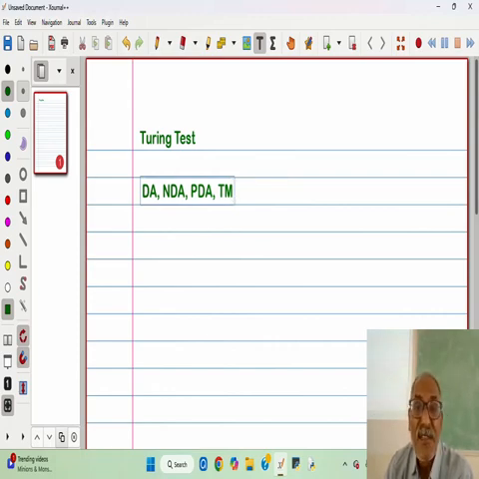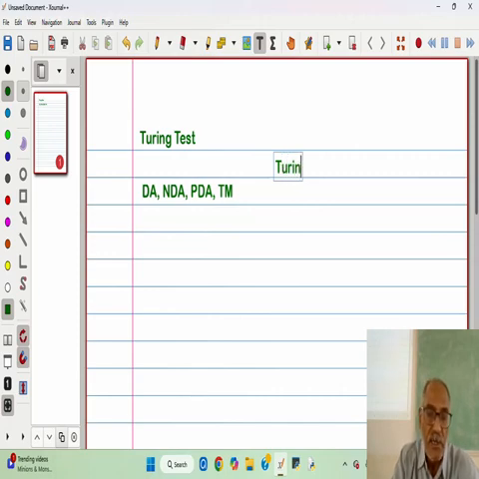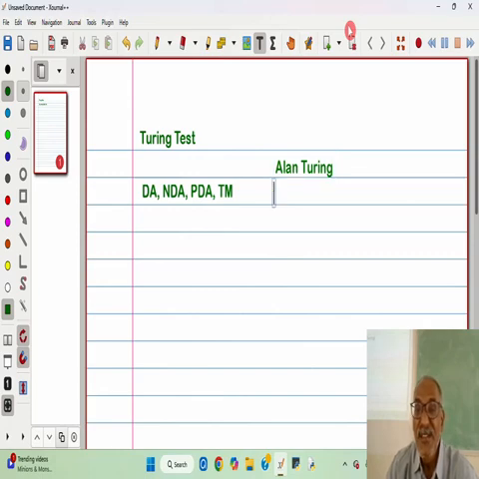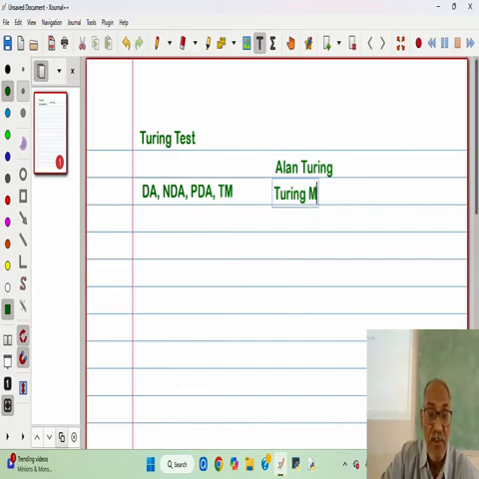So the Turing machine is the ultimate as far as automata is concerned. The machine that is proposed by Alan Turing is the Turing machine. I will be very briefly telling about this because in the fifth unit you will be talking about it.